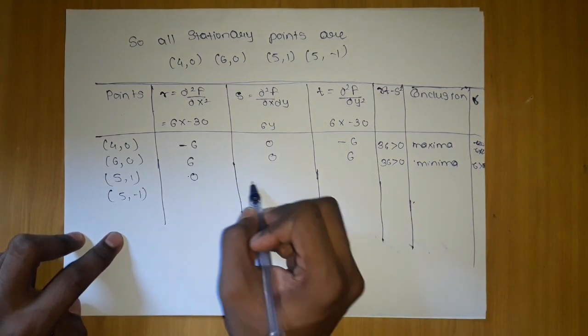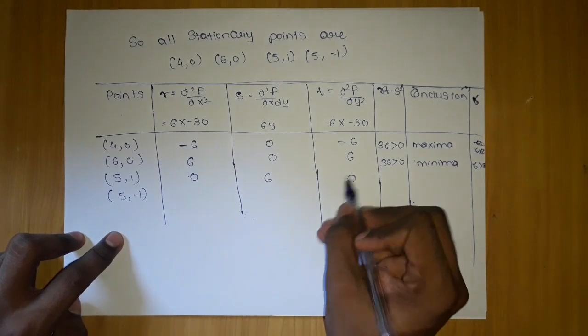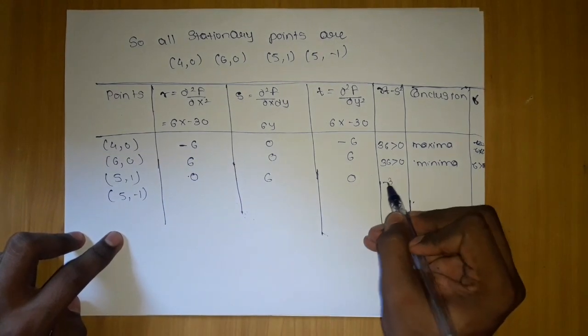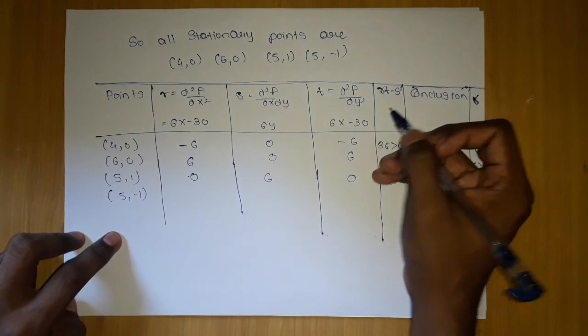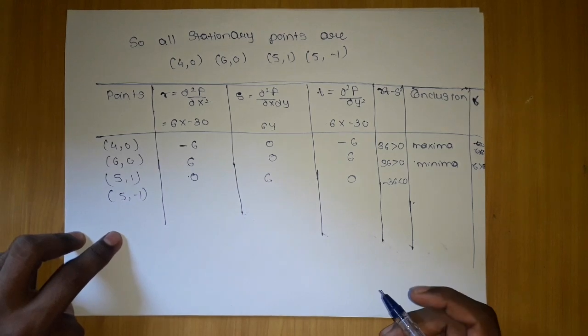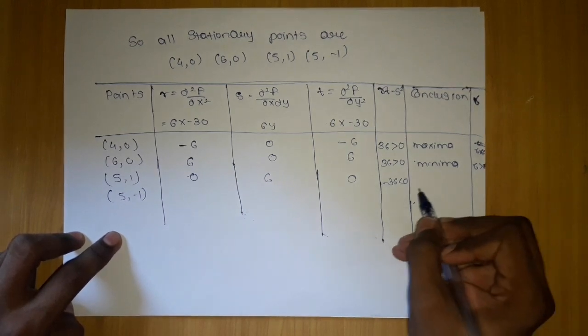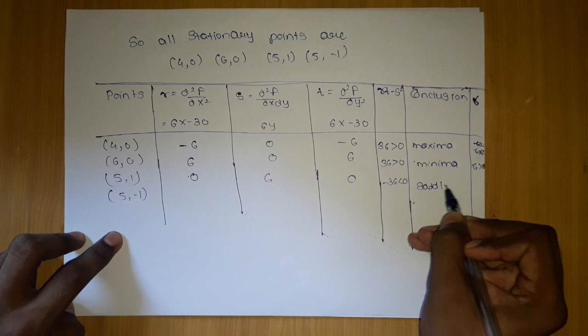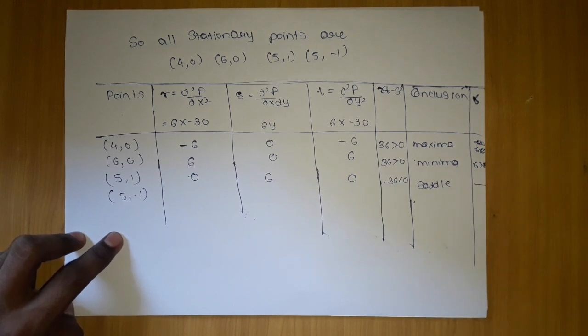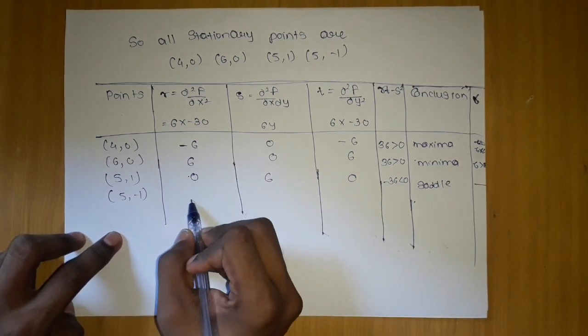You can see here 0 is coming, here 6 is coming, and here 0 is coming. So minus 36, which is less than 0. But if RT minus S square becomes less than 0, then what will we say? It is a saddle point. Saddle point. We are going to write a dash here because we don't talk about R in this case.